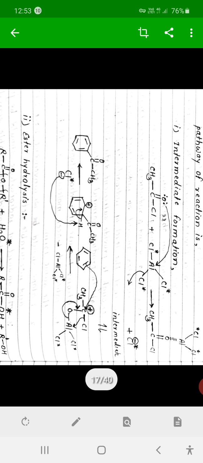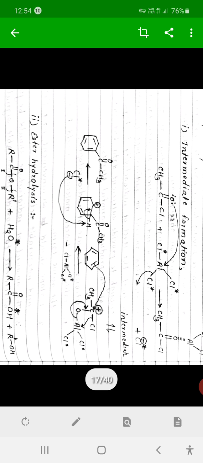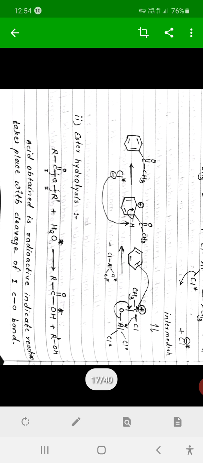The driving force for the last step is non-aromaticity to aromaticity. In this way we write this mechanism. What is the proof for this mechanism? The HCl obtained with the radioisotope shows properties of radioactivity. Then we discuss the next reaction, that is ester hydrolysis.